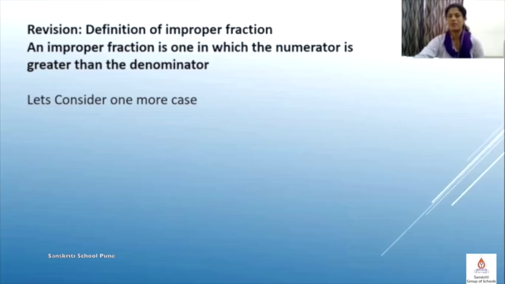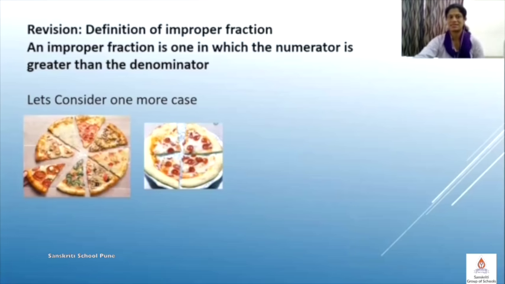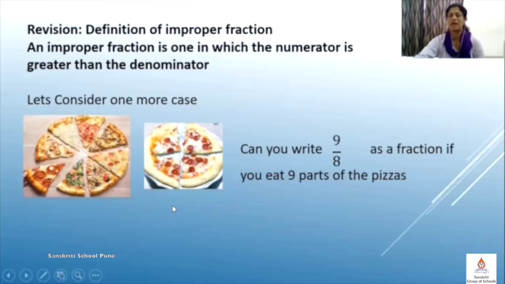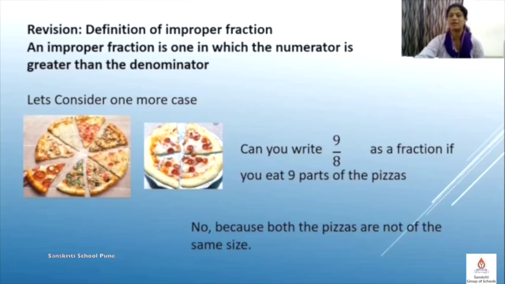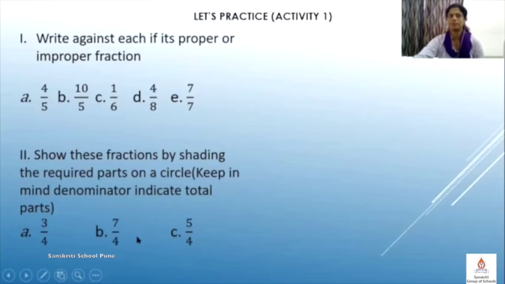Now let's consider one more interesting case. You have ordered a pizza of this size. Can you write 9 upon 8 as a fraction if you ate 9 parts of these pizzas? Think. If you gave no as the answer, then you are absolutely right, because both the pizzas are not of the same size, and for fractions, you need to consider identical objects.